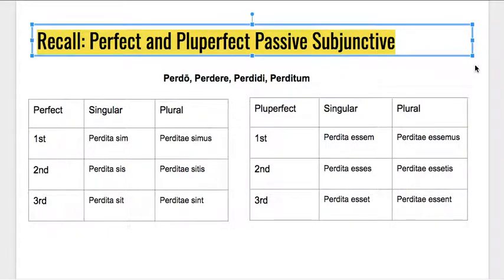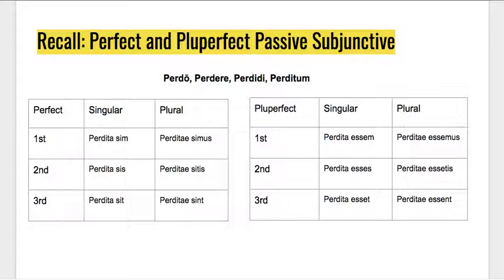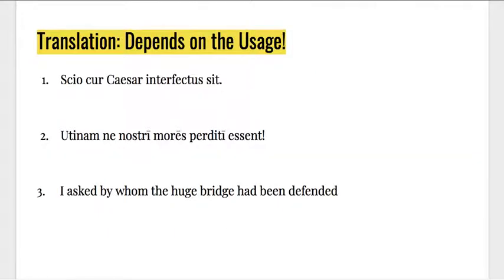And we've already learned those subjunctive forms of sum. So it's not really so much learning entirely new material. It's putting together other information that we've already learned and using that to create this form, the perfect and pluperfect passive subjunctive. So naturally now we want to know, how should I translate it? And translation depends on the usage, just like all other subjunctives we've learned so far. There isn't really a set translation. But let's practice with a couple. Why don't you take a couple minutes to practice these, pause the video, and then I will explain the answers.